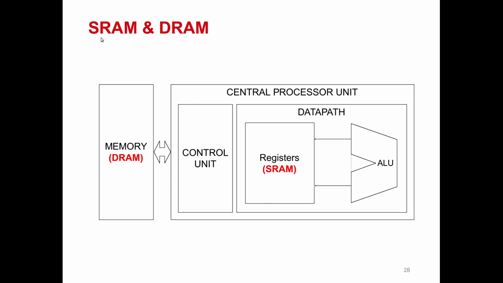We also have SRAM and DRAM. In fact, a register or D flip-flop is created by SRAM. A D flip-flop is a kind of SRAM, and it is used to create a register. We also have DRAM, dynamic RAM. SRAM is static RAM and DRAM is dynamic RAM, so we have two kinds of RAM.